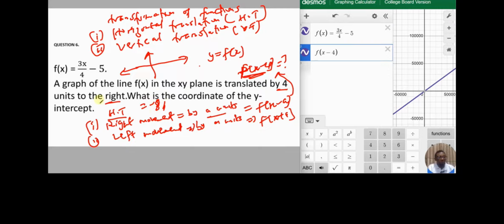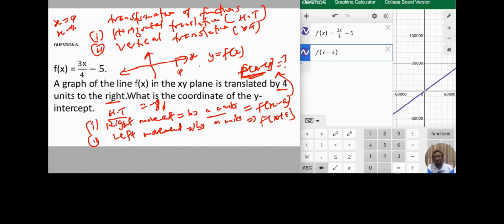So that's the idea. Think of it like this: that is actually x equals 4. That's to the right; your 4 is on the right of the x-axis. So if you have x equals 4, that will be x minus 4. That's why you have the function of x minus 4. So that's what is going on there. This is what is called the horizontal translation.